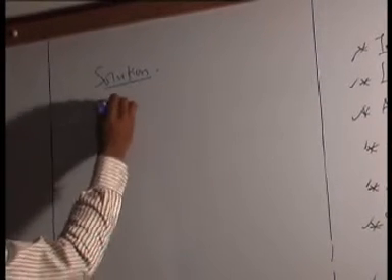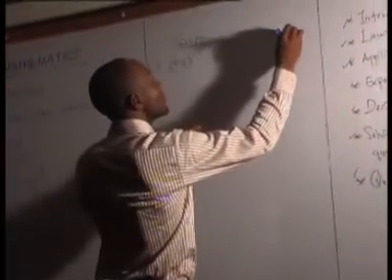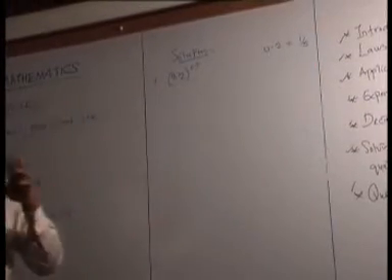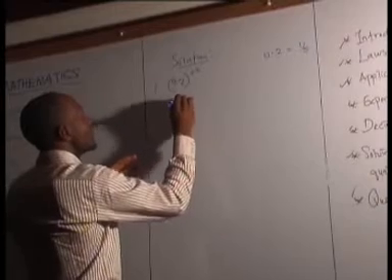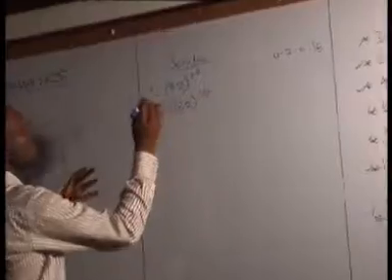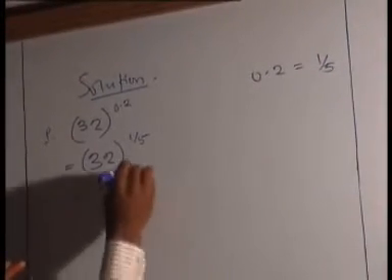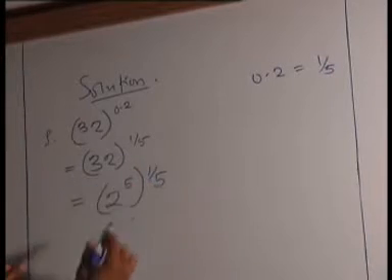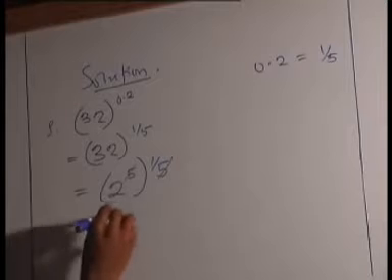The first one, we have 32 raised to the power 0.2. Do you know that 0.2 is 1 over 5? Hope you are correct? Yes. Okay. That means I can rewrite it this way, 32 raised to the power 1 over 5. And I'll not be wrong. Of course, 32 is 2 raised to the power 5. So you have 2 raised to the power 5 raised to the power 1 over 5. Fine. So 5 is going to take care of 5. So you're left with ordinary 2.